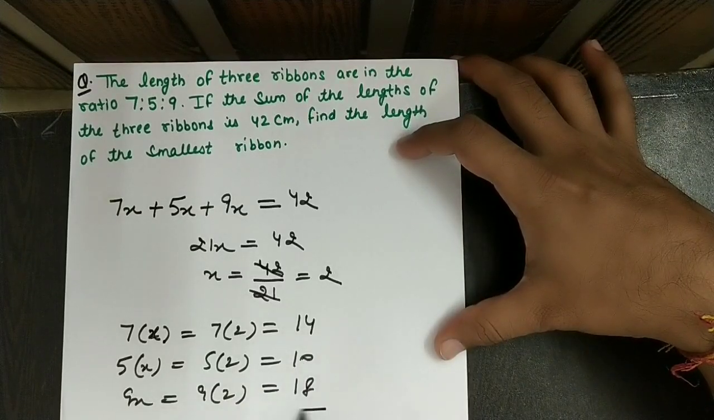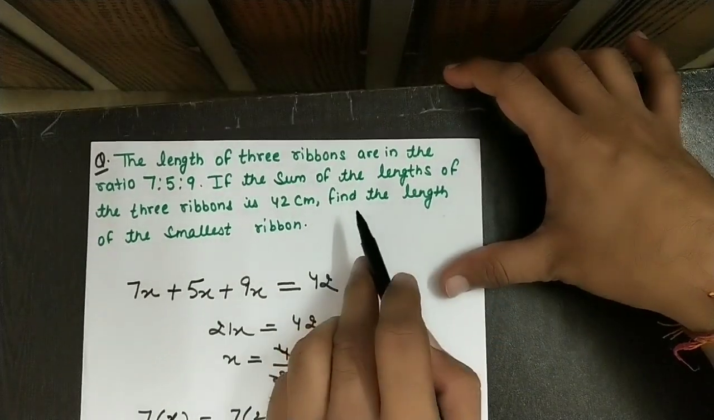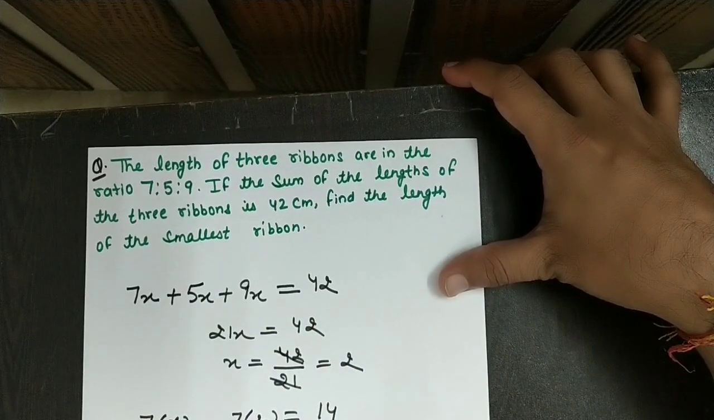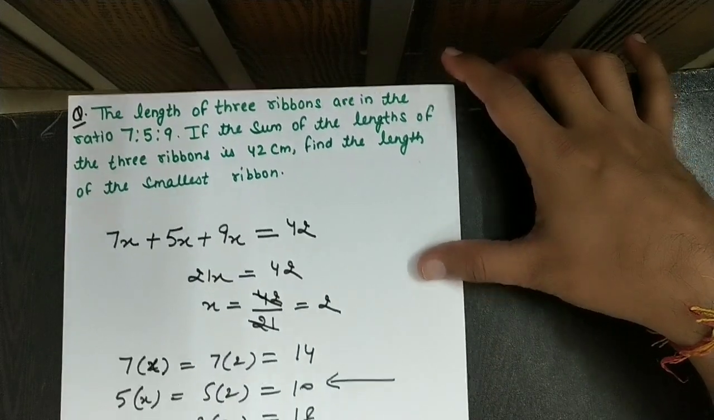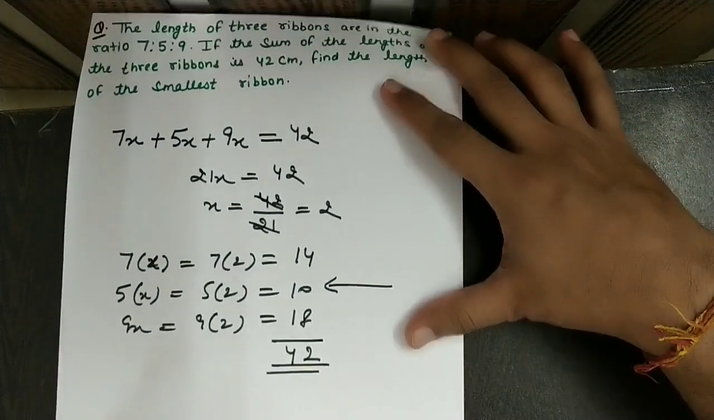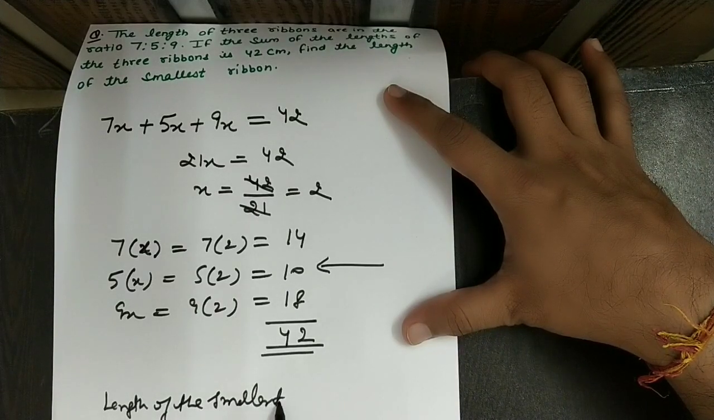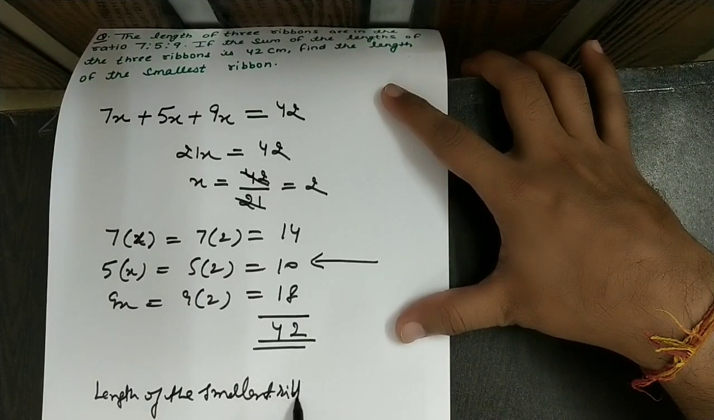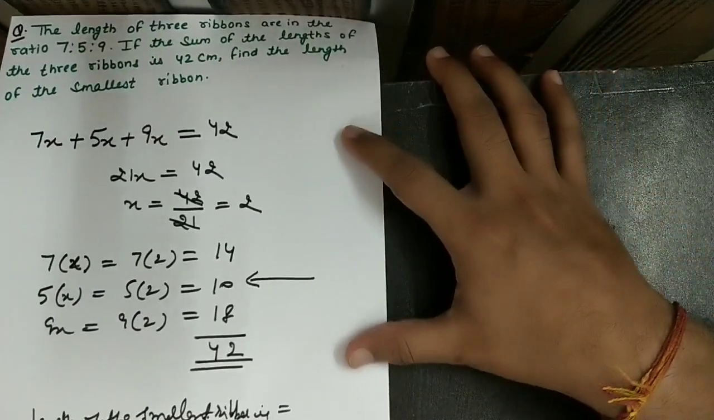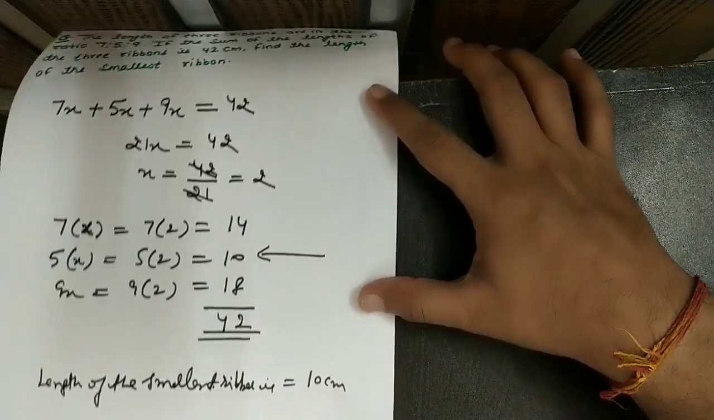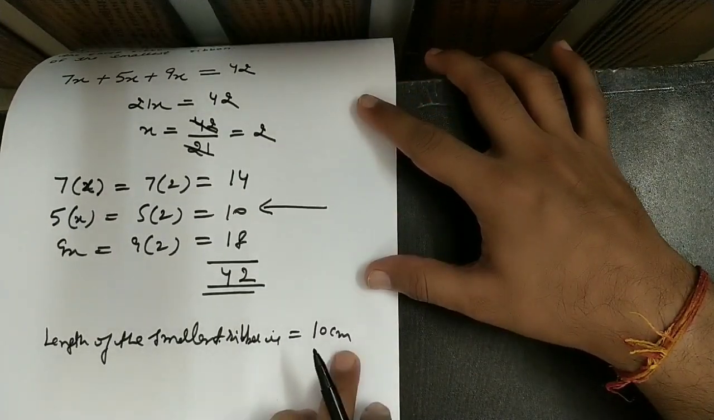If we add these, we get 42, and the question was to find the length of the smallest ribbon. Which one is the smallest? This one. So we can write here: the length of the smallest ribbon is 10 centimeter.